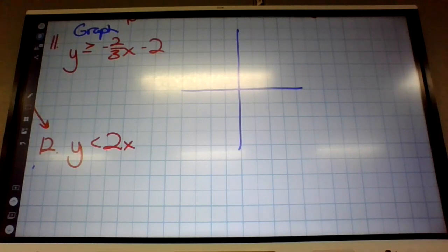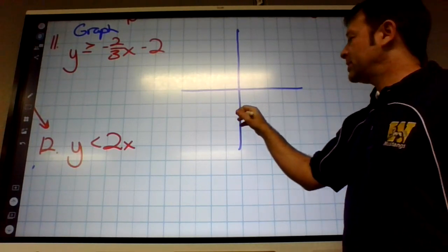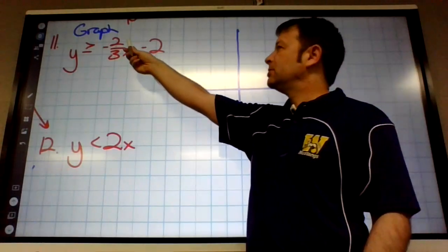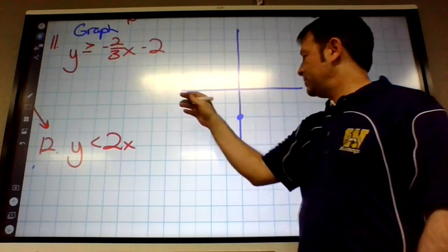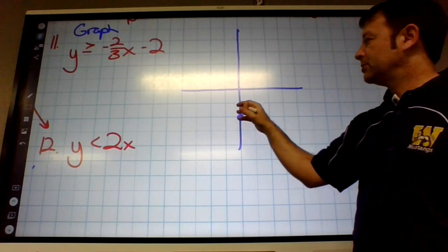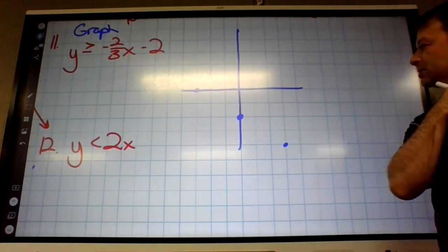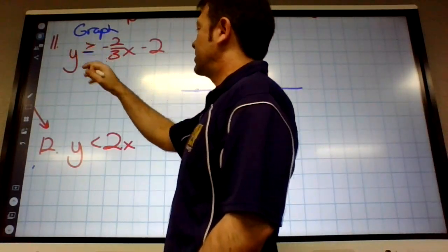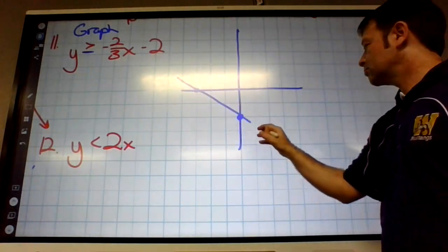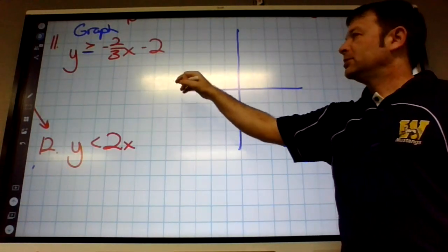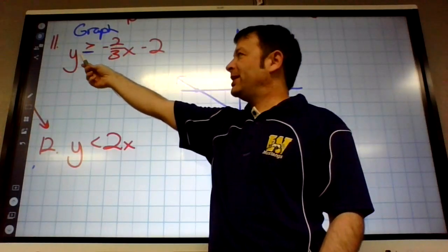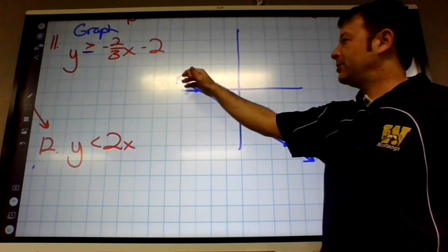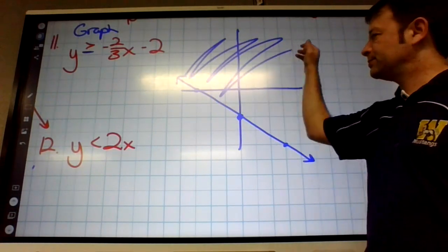Corbin, where do we start that graph at? Go down two, and then run three. Right, or down two, right three. And then do the opposite, or up two, back three. And then it would be a solid line, because of that. And it would be shade above. The way you read this is y is greater than or equal to blah, blah, blah. So that means we need to shade greater than the line. Above the line.